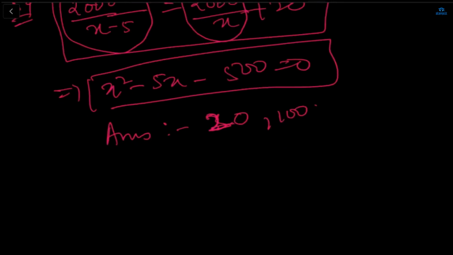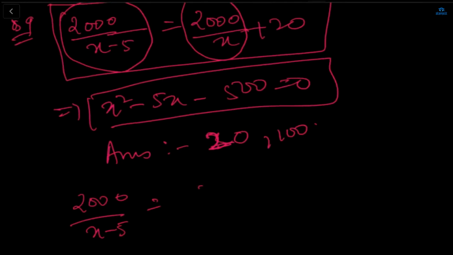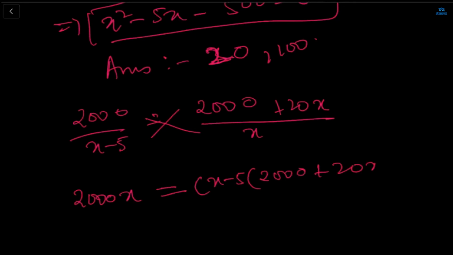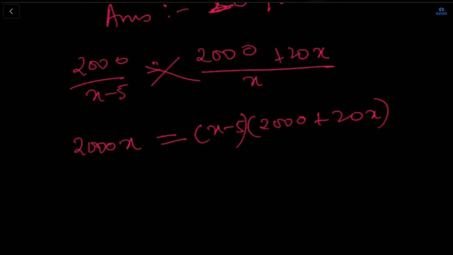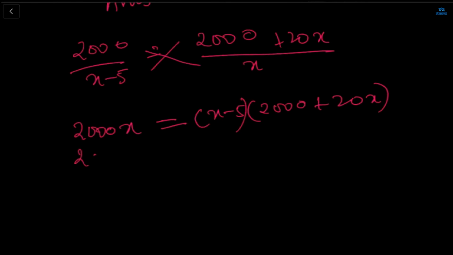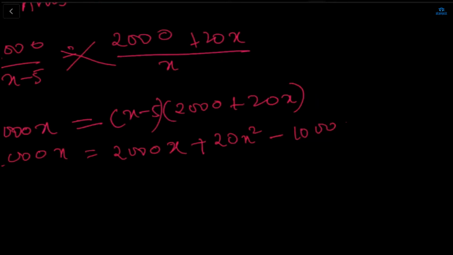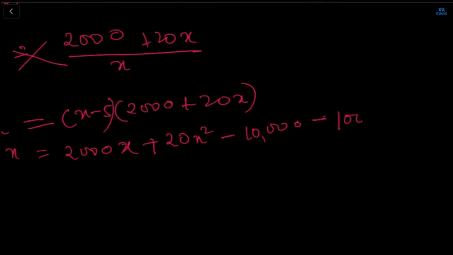Okay, so it will be here 2,000 by x minus 5 is equal to, here you are going to take the LCM. So 2,000 by x plus 20x. Okay, now you need to cross multiply. So it will be 2,000x is equal to x minus 5, 2,000 plus 20x. Okay, I have not forgot anything here. No. So this will be 2,000x, and this will be again 2,000x plus 20x square minus 100x. Okay, am I right?